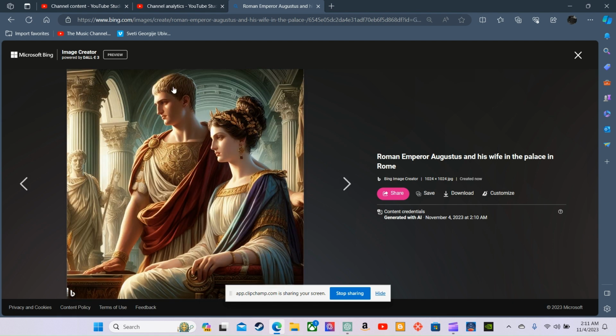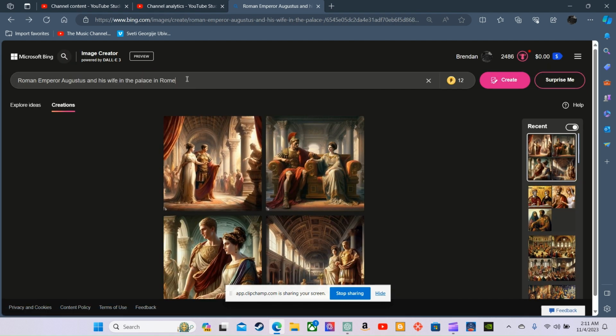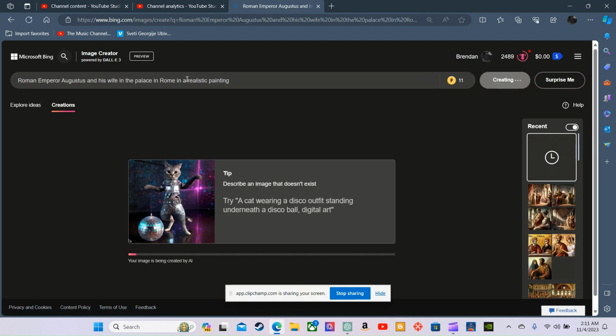I think this one is the best, but still, this isn't really what I'm looking for. Will it change if I say in a realistic painting? Maybe that will change it. It's really hard to say with these things. It's really a mixed bag. You never know what you're going to get with these things.